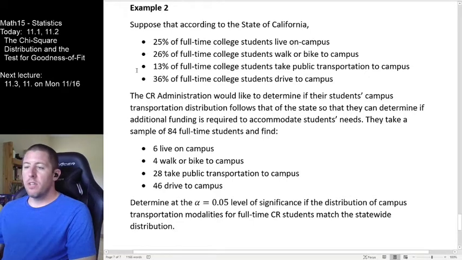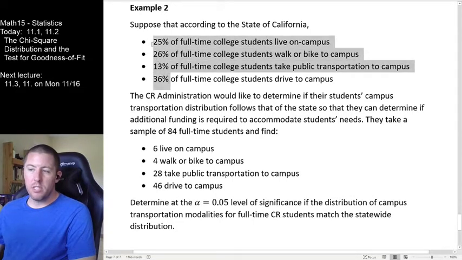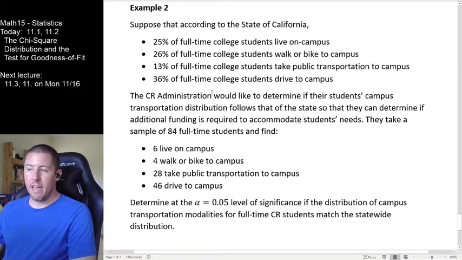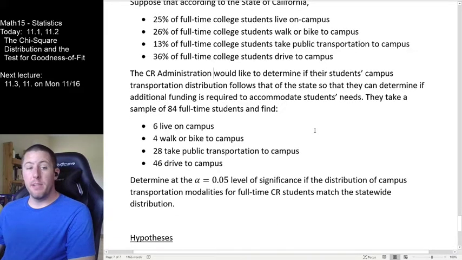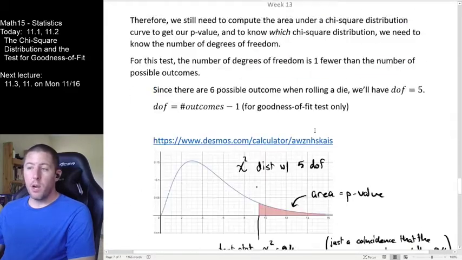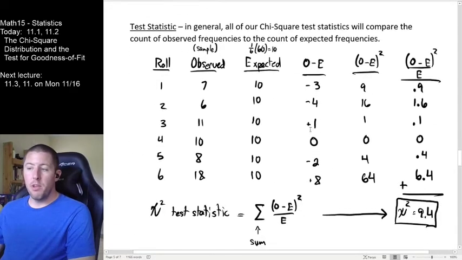All right? So notice here we have a proposed distribution that we're following. It's not a uniform distribution. It's not equally likely that you're going to bike to campus as it is that you're going to drive to campus, right? We have a different probability of each different outcome right there. Okay. So what we need to do is be a little bit more careful. Notice in our previous example, we computed not the expected proportion of results. We had to compute the expected count that we expected to see.